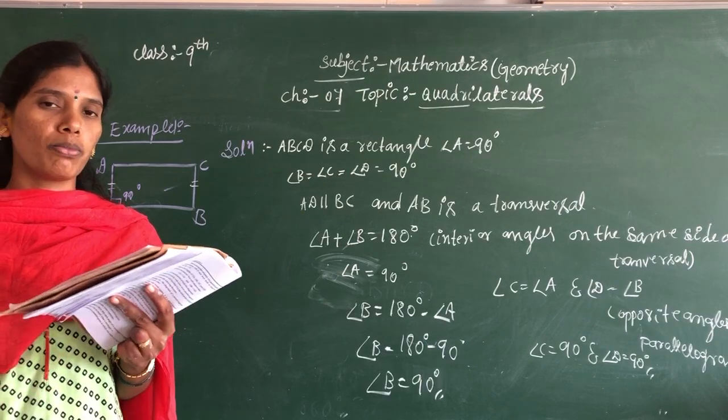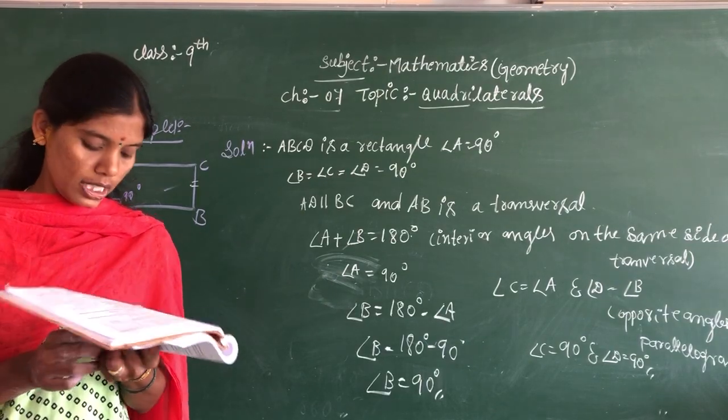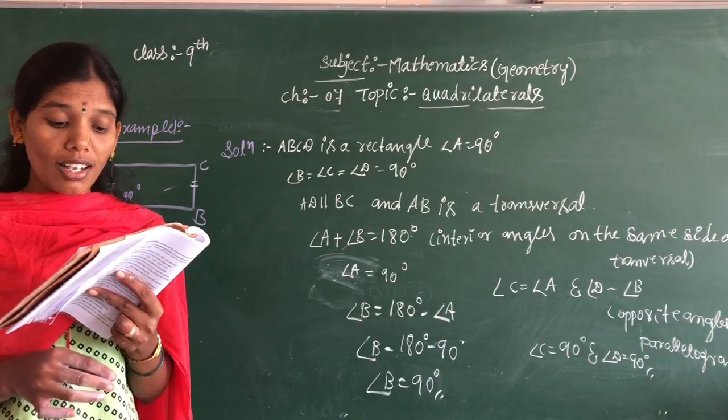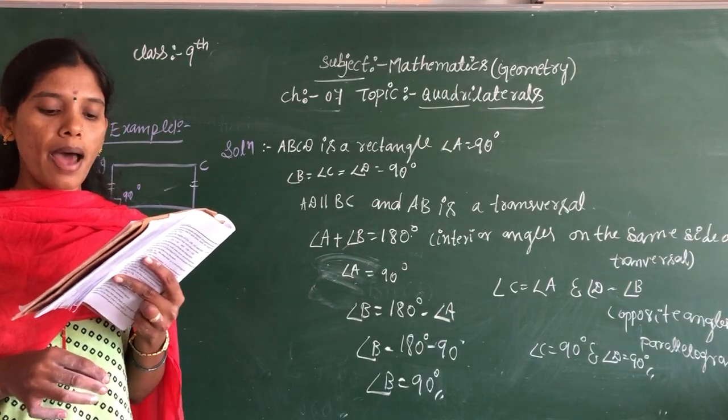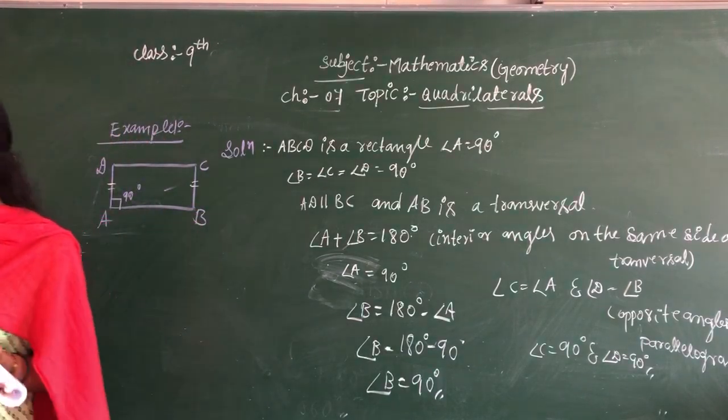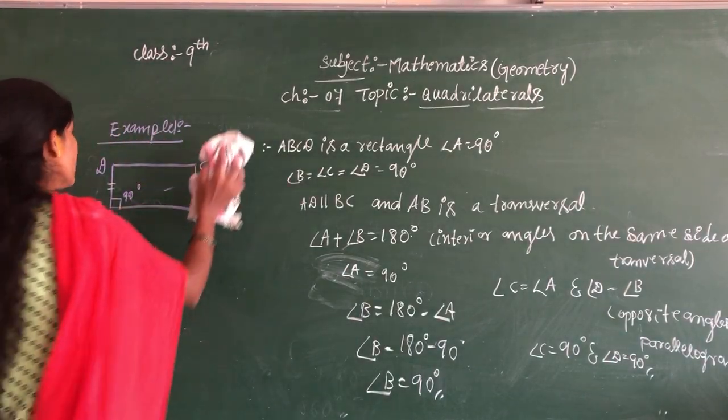Now next we shall move to example 2, children. What is there in example 2? Show that the diagonals of a rhombus are perpendicular to each other. Okay, this is the example.